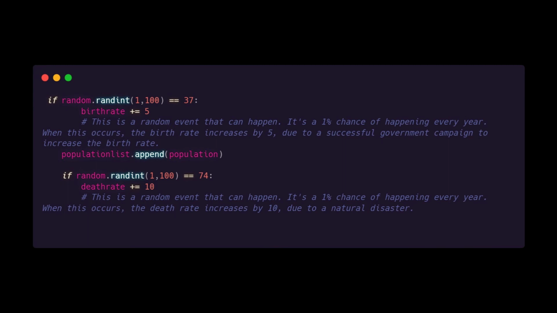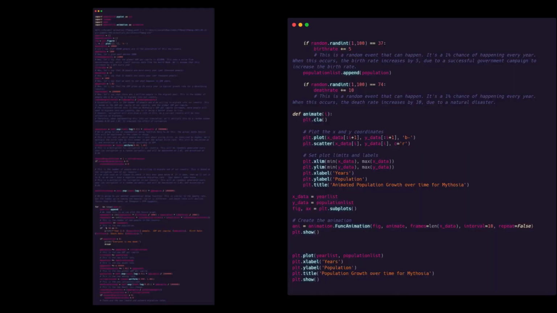After this, we check to see if a successful population policy has been implemented. If so, the birth rate will increase by 5. This generally occurs once every 100 years. Additionally, we'll also check to see if a natural disaster has occurred. If so, the death rate will increase by 10. Like with our birth rate, this generally occurs once every 100 years. Once this has all been done, we'll get a nice animated graph showing the population over time for Methosia, like this.